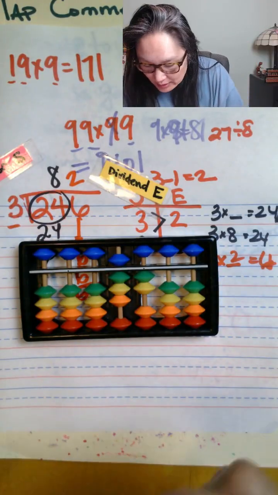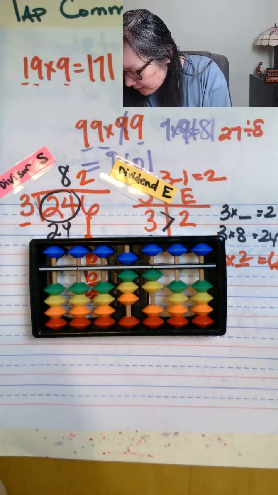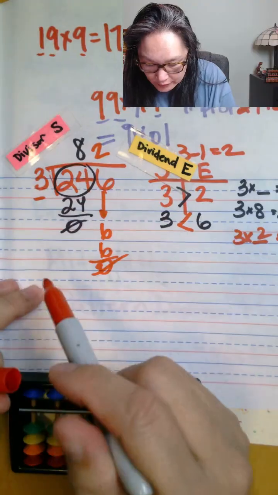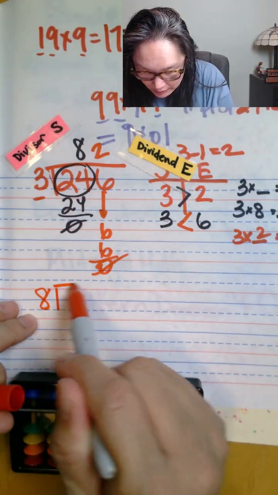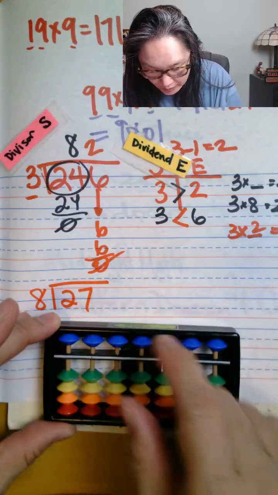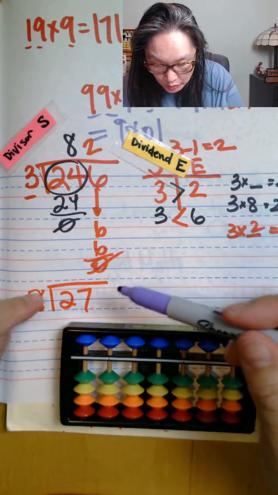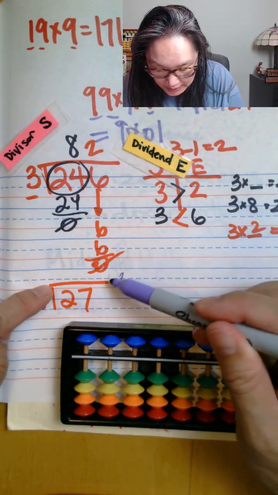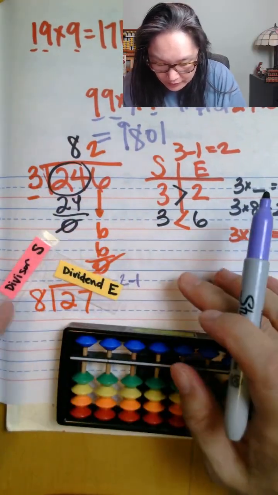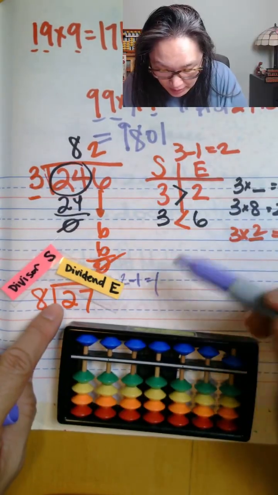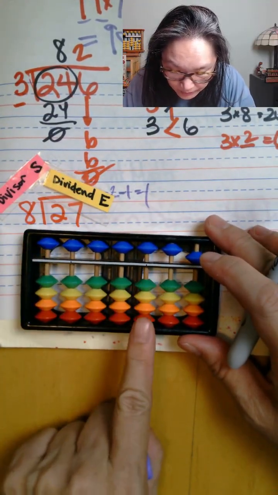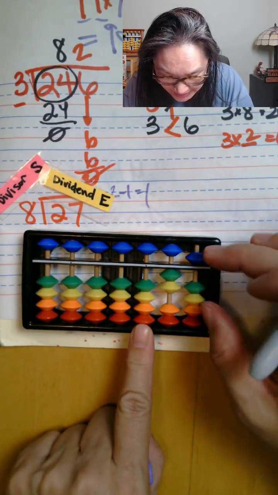Okay, so Ethan's question, same thing. I have 8 divided by 27. So what am I going to do? Same thing. 2 is my dividend. 1 is my divisor. I have 1 dividend, 1 divisor. So where I'm going to put it is in the ones column. My answer will be in the ones column. I'm going to add 27.